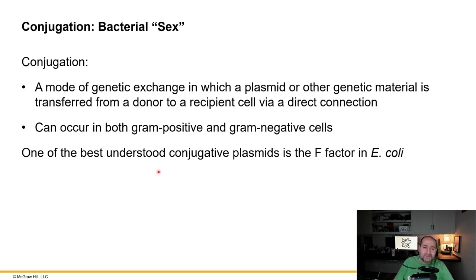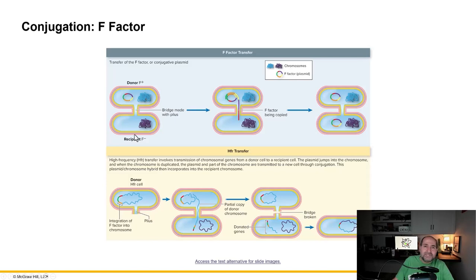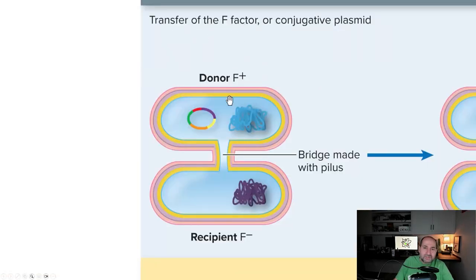One of the best understood conjugative plasmids is called the F factor in E. coli. Remember, the F factor is also known as the fertility factor. It's a plasmid that contains the genes necessary to construct the sex pilus. So here we can see conjugation using the F factor. Take a look here. There are 2 forms of conjugation with this F factor. There is what's called F factor transfer and Hfr transfer. Let's go through each.